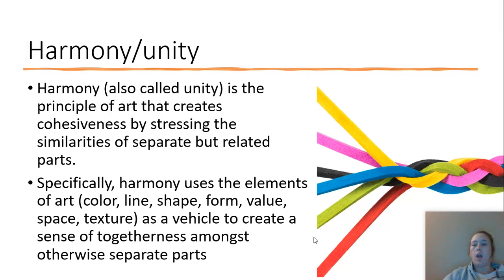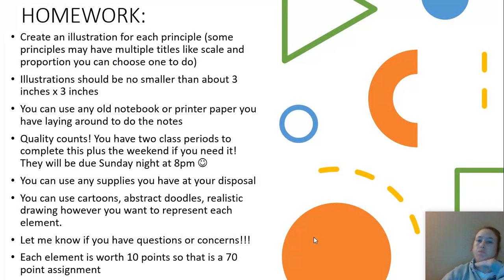Harmony and unity are interchangeable completely. Some people call it harmony, some people call it unity, some people say harmony and unity, they're the same word. It's a principle that creates cohesiveness, and cohesiveness is just what's similar, what brings it together. So specifically, harmony uses the elements, so kind of our elements making our principles, color, line, shape, form, value, space, texture as a vehicle, or they're just using them to create a sense of togetherness amongst separate parts. So bringing your piece together, what makes it a whole?